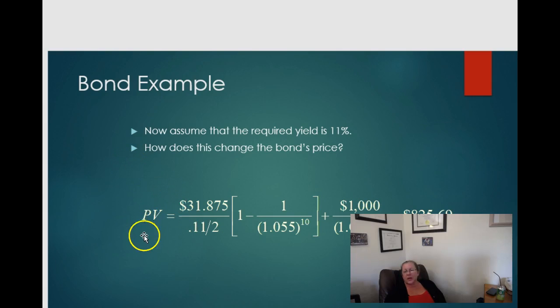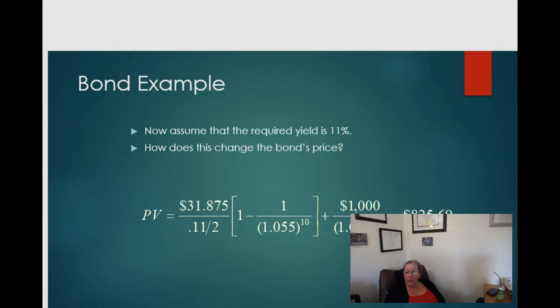Okay, so the equation is the same. We just take 0.11 and divide by 2 because it's semi-annual. This gives us 1.055. It's still to the 10th power because it is still 10 coupon payments. All right, so we just work through our formula and you can see the answer is $825.69.